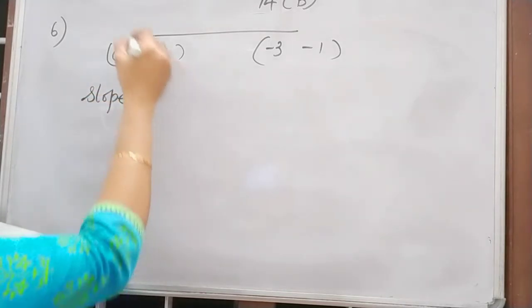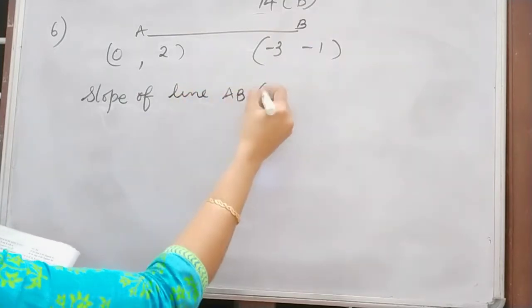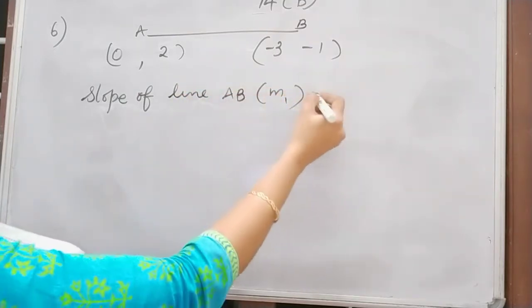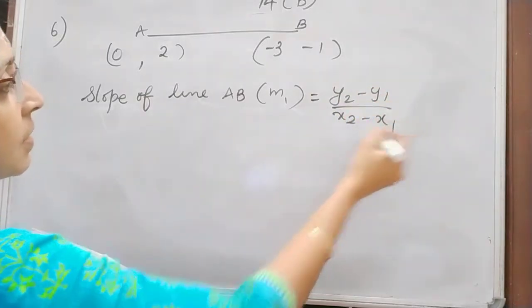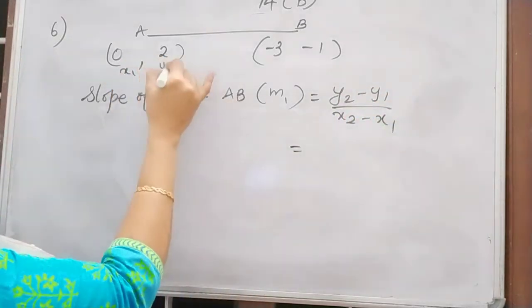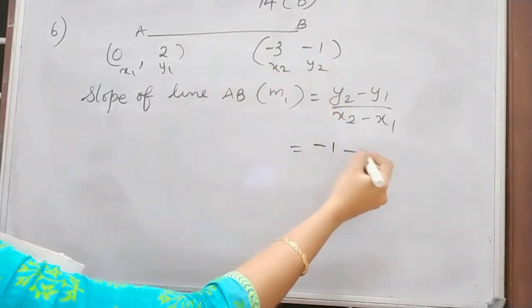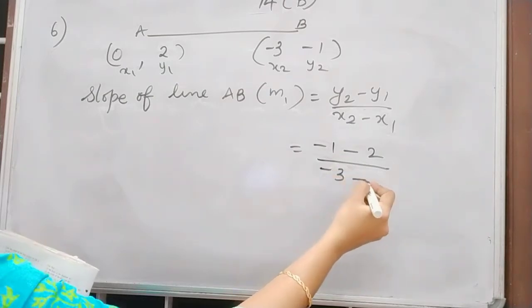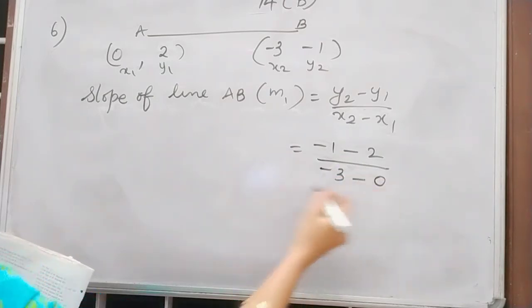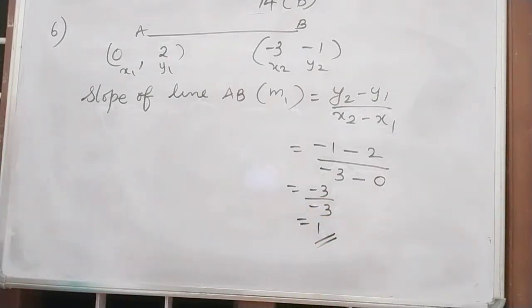Slope of, suppose let it be AB, slope of line AB, that is we can say it as M1, which is equal to y2 minus y1 divided by x2 minus x1. So this is x1 y1, x2 y2. So y2 minus y1, negative 1 minus 2, divided by x2, negative 3, minus x1, this is 0. So negative 3 divided by negative 3, which is equal to positive 1. Slope of line AB. So what is our question?